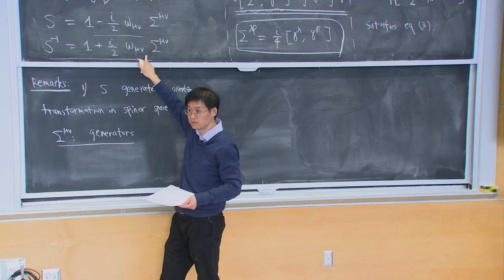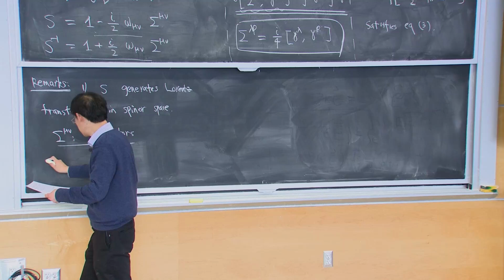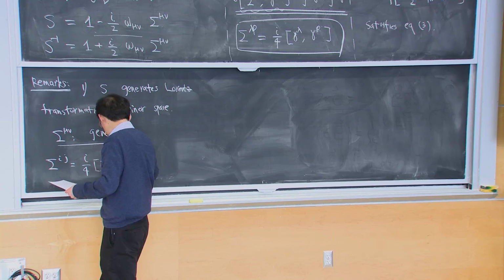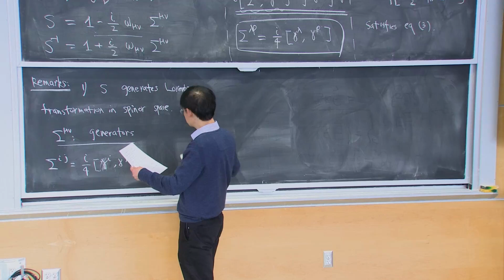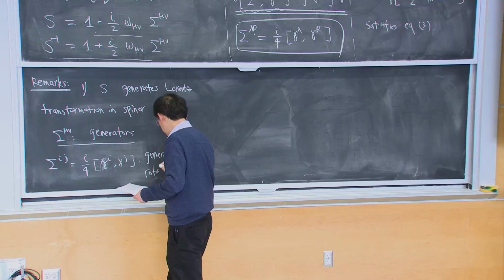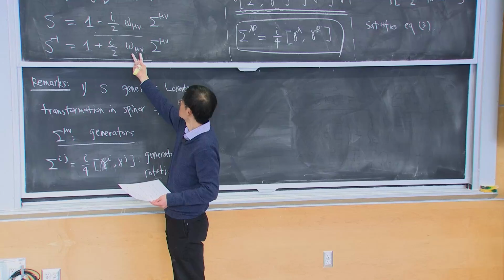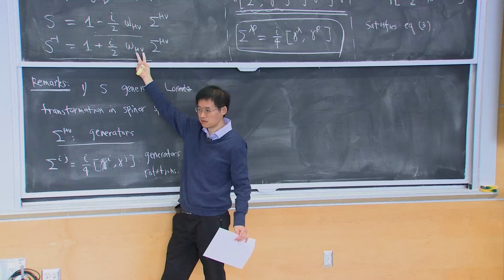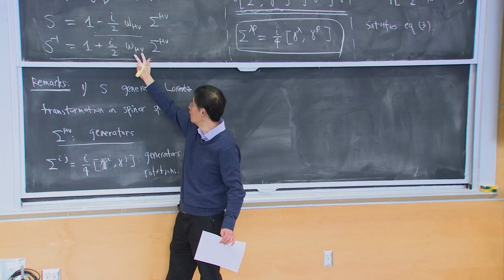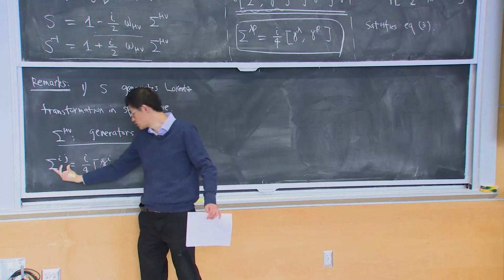So remember, for sigma ij, which is i over 4 gamma i, gamma j commutator, this generates rotations. Previously, if you remember how we did the Lorentz transformation, omega ij corresponds to the rotational angle in the ij plane. So you just rotate in the ij plane by angle omega ij. This corresponds to the generator of the rotations in the ij plane, okay.